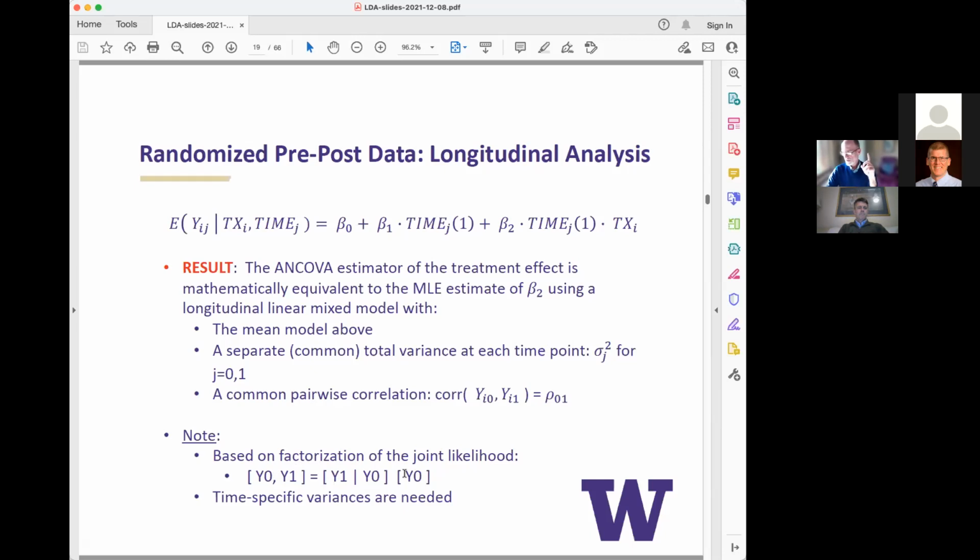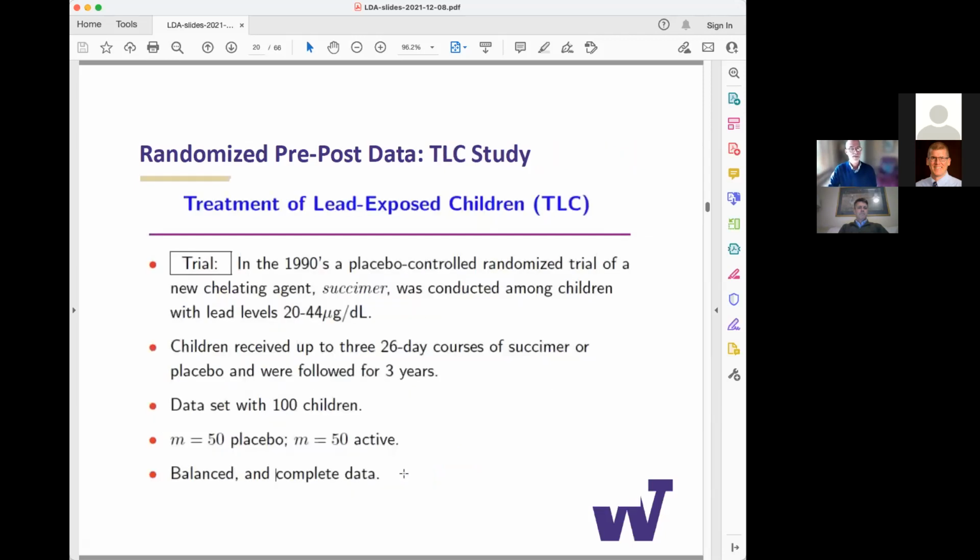So link number 1: a longitudinal analysis with this specification is, with complete data, mathematically equivalent to ANCOVA. And that's why we chose this analysis as primary. All right, I want to transition now and show you an example with multiple time points, and then I'll come back to the motivating example and round that out as well.